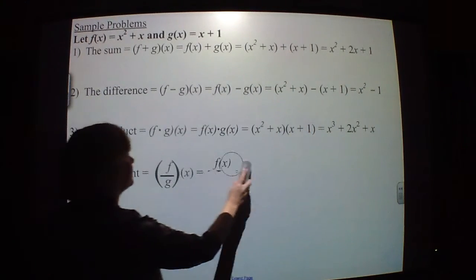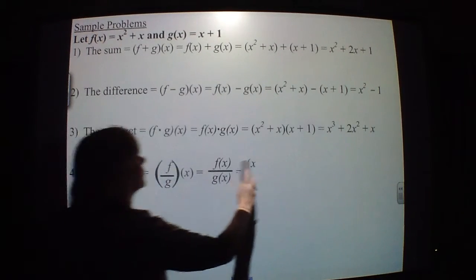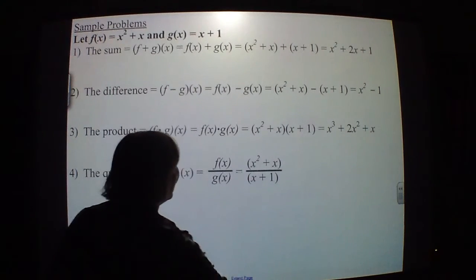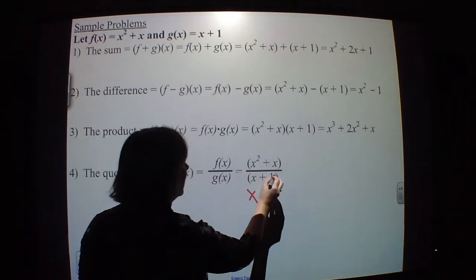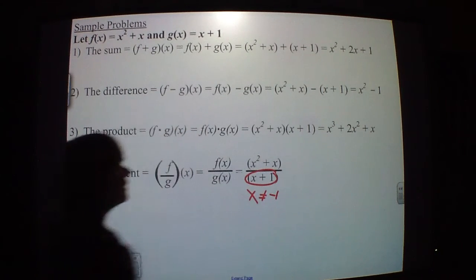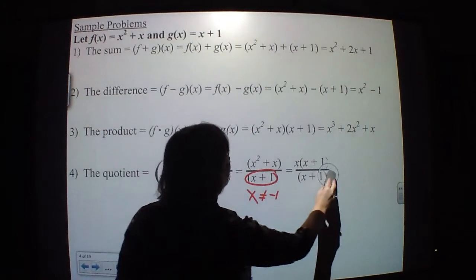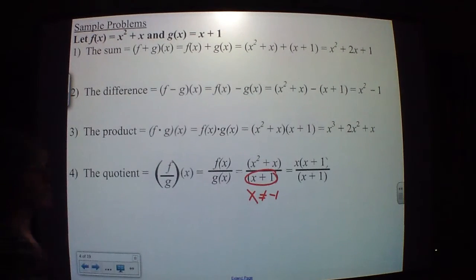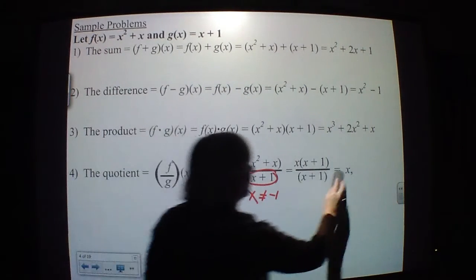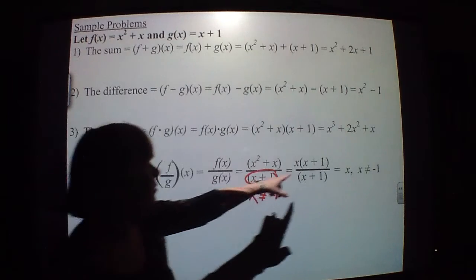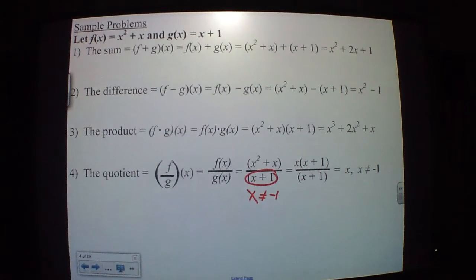Quotient. F of x is x squared plus x. The denominator, you have x plus 1. You're not done here. Let's simplify it. But before you simplify it, you know x cannot equal negative 1 because of that denominator. Factor the top. You can factor an x out. You can cancel the x plus 1s. So you have x, but you still have x cannot equal negative 1. Because if this were 0, 0 over 0 is undefined. So you can't have 0 over 0.